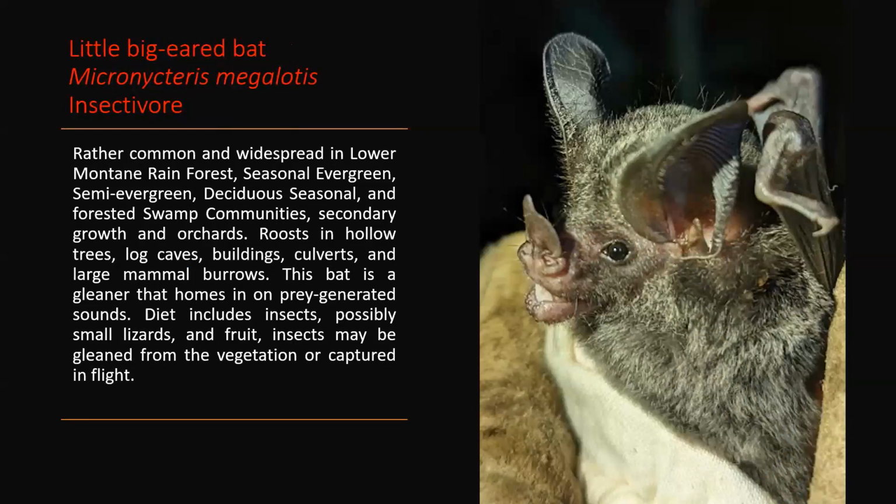The little big-eared bat, or Micronycteris megalotis, is an insectivorous bat, which is rather common and widespread in lower montane rainforests, seasonal evergreen forests, and other forested ecosystems. They roost in hollow trees, log caves, buildings, culverts, and large mammal burrows. This bat is a gleaner that homes in on prey-generated sounds. Diet includes insects, possibly small lizards, and some fruit as well. Insects may be captured by gleaning from the vegetation or in flight.